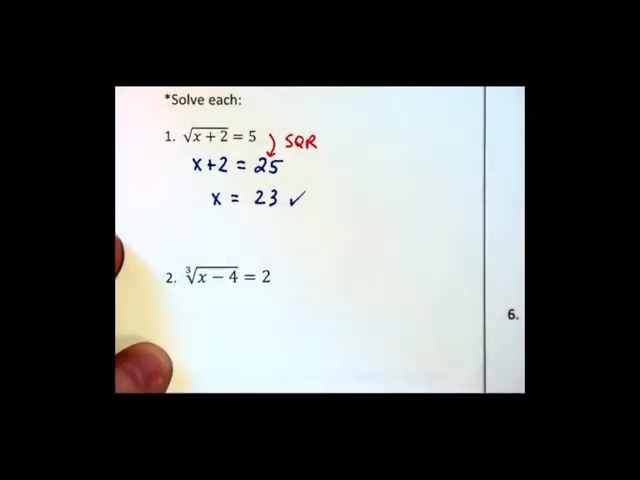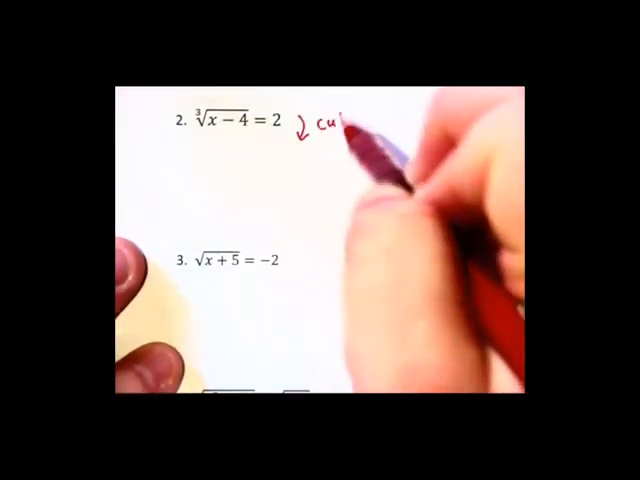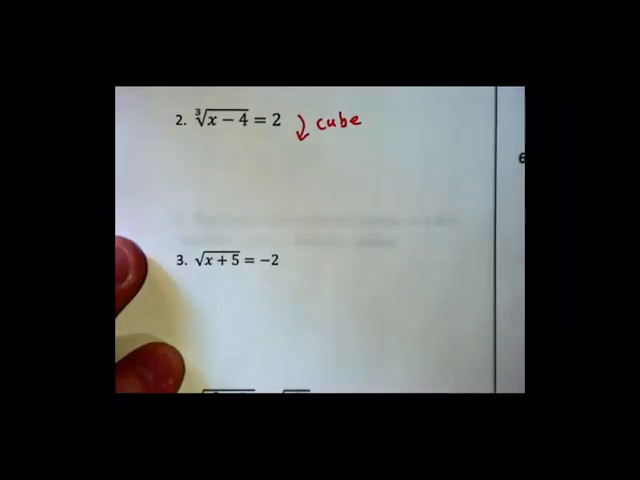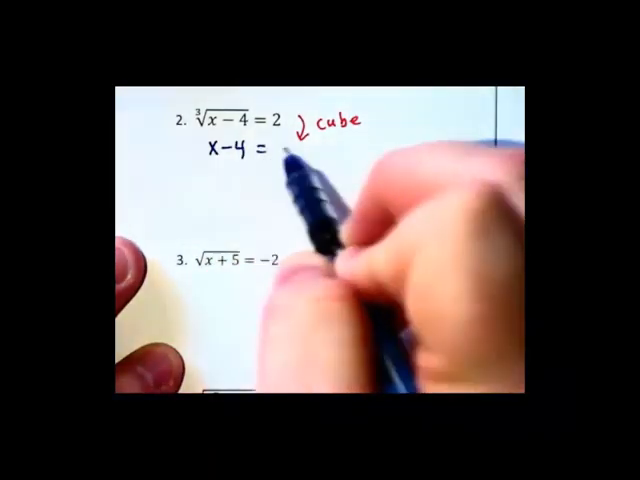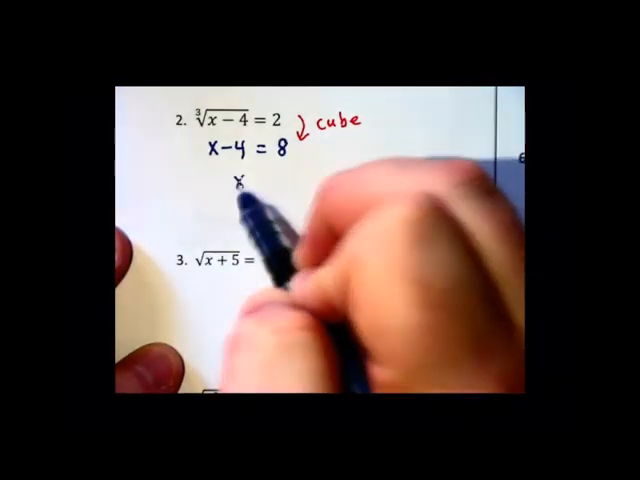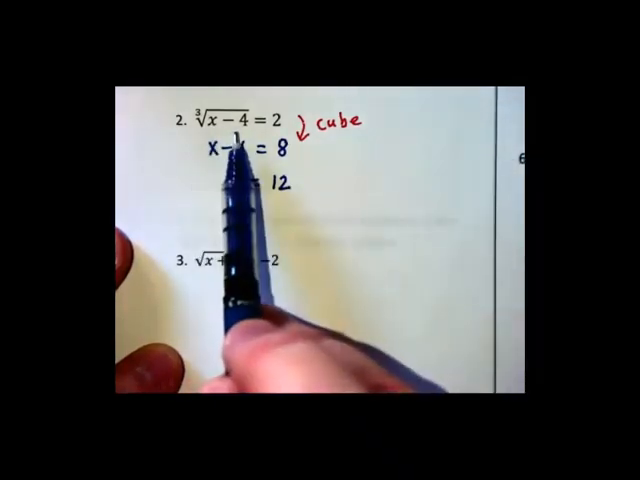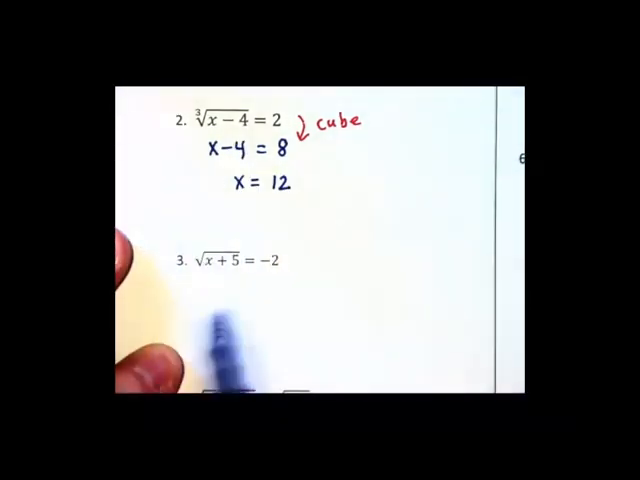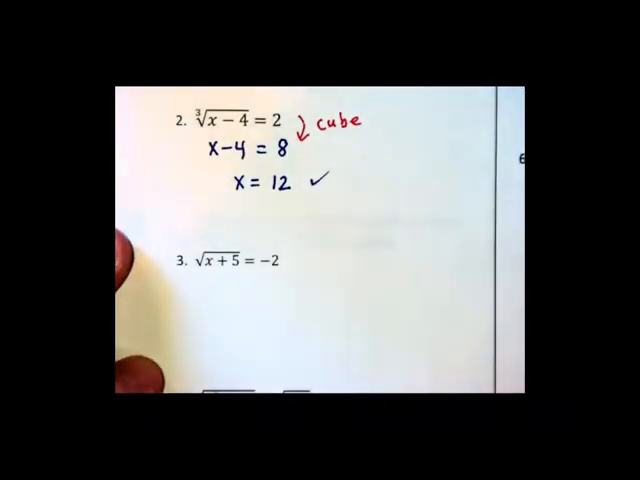Problem number 2. We have a cube root in this problem, and you undo a cube root by, you guessed it, cubing both sides. So when you cube both sides, you lift off the cube root, and on the left you have x minus 4, and on the right 2 cubed makes 8. Adding 4 to both sides, you get 12, and take your 12, substitute it in, subtract 4 to get 8, cube root it, you get 2. Check, that works also.